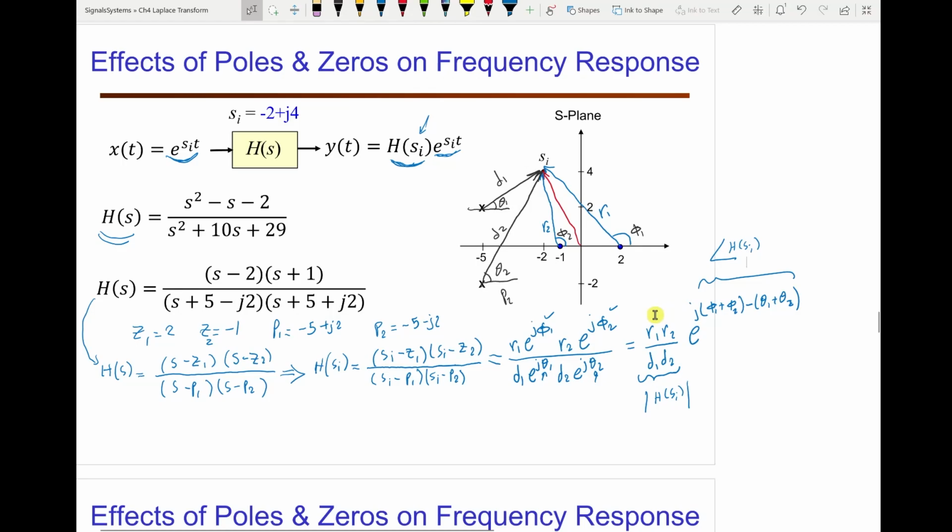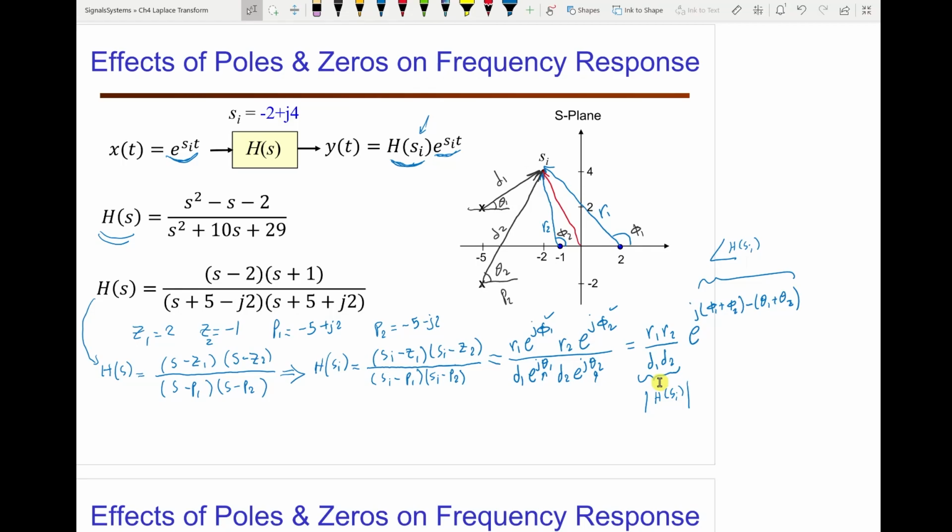So from this equation, if I want to suppress a specific frequency, I need R1 and R2 to be very small. That means I place the zeros close to the frequency that I want to suppress. If I want to enhance a specific frequency, then I need D1 and D2 to be very small, so the whole thing here will be large. And to make D1 and D2 very small, that means I have to put poles close to the frequency that I want to enhance. And that's the idea of pole and zero placement to design a system. If you need to enhance a frequency, put poles close to that frequency. If you want to suppress a frequency, put zeros close to this frequency.